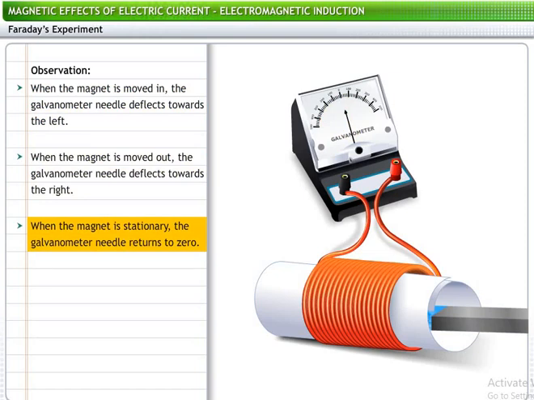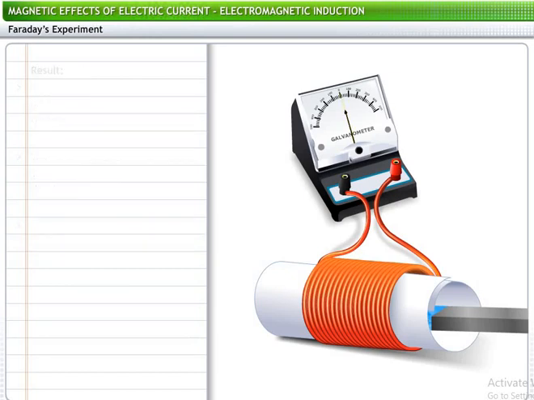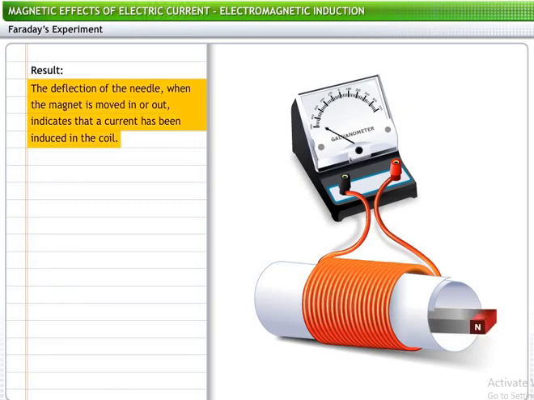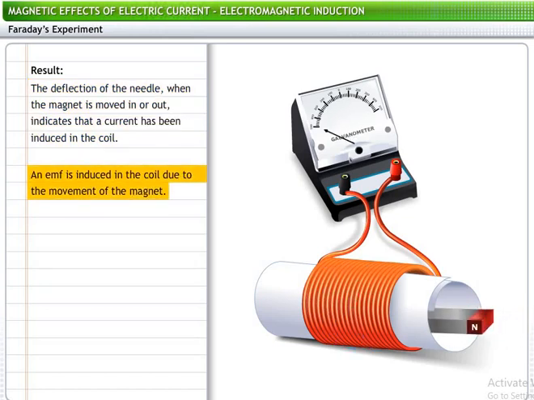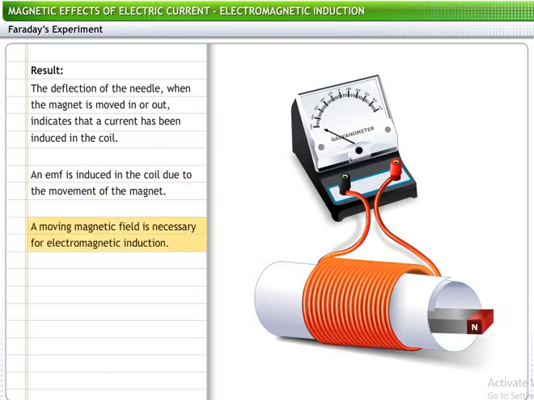If the magnet is not moved inside or outside the coil, meaning the magnet is stationary, the needle immediately returns to zero. The deflection of the needle, when the magnet is moved in or out, indicates that a current has been induced in the coil. Thus, an EMF is induced in the coil due to the movement of the magnet. Faraday's experiment confirmed that a moving magnetic field is necessary for electromagnetic induction.